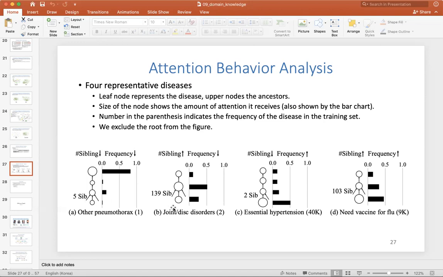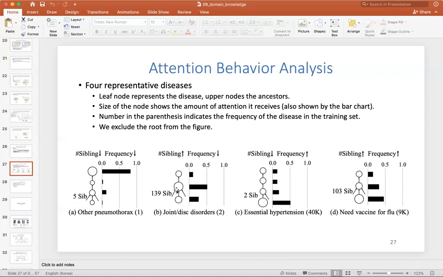Another pattern is number of siblings high, but the frequency low. So in this case, joint or disc disorder, only 2 occurrences in the training set, but a gigantic number of siblings, 139 siblings of joint disorder. So you can assume that a lot of knowledge would be accumulated in the parent node, because as I said, compared to the leaf node, the parent node will be more frequently updated, and of course this parent will be a lot more frequently updated, so on and so forth.